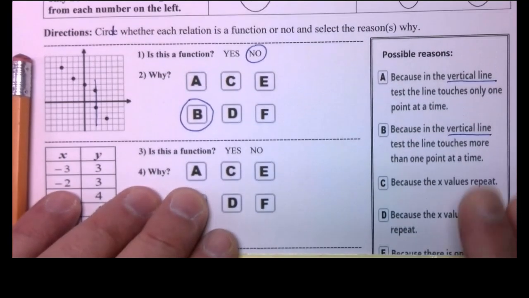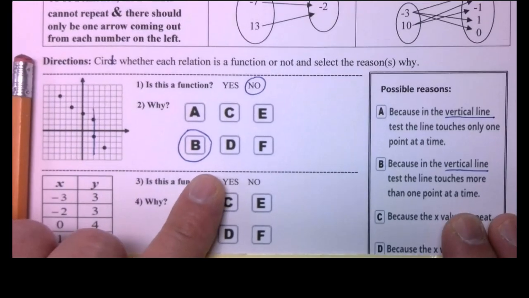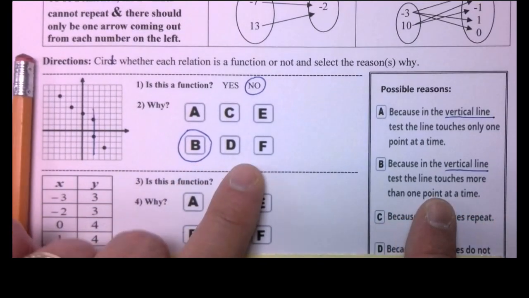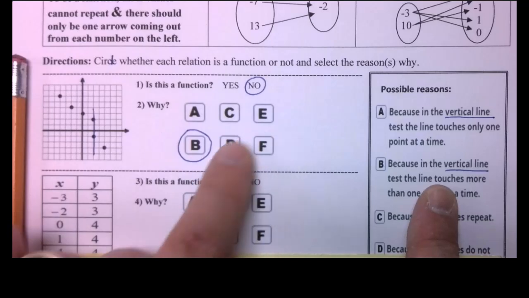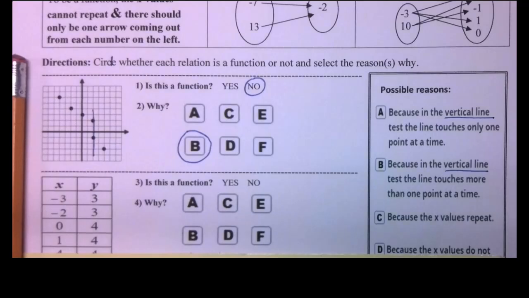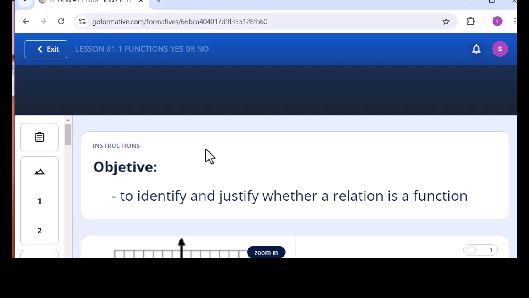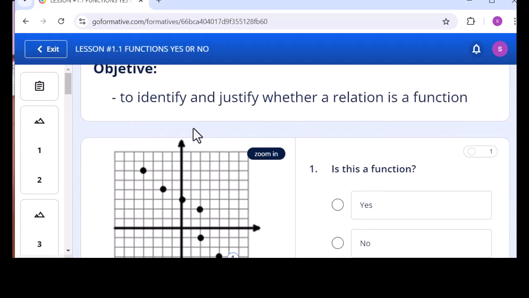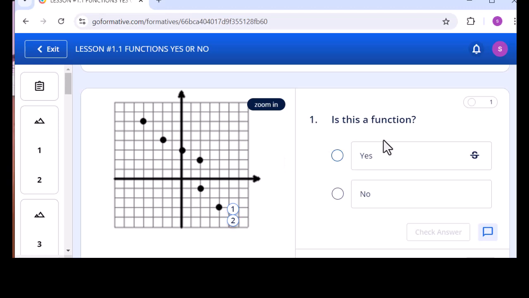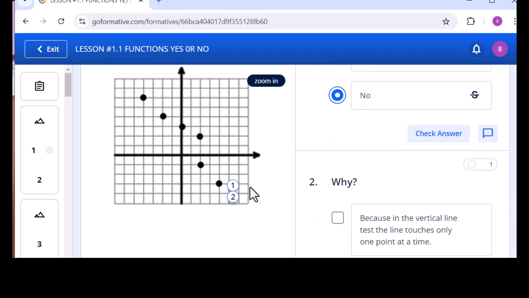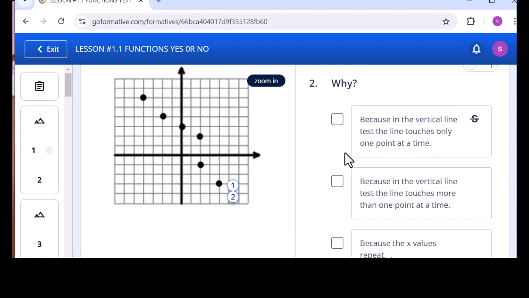Now, before we go on to the next problem, let me demonstrate what's going to happen on the Go Formative, because this is the paper version, which you're going to write on your paper, so you can have this to study when you're studying for a test. But on the Go Formative, let's take a look. When you turn on the Go Formative, this is what it's going to say, and basically the objective is to identify and justify whether a relation is a function, and then the question is, is this a function? And we decided that no, it's not a function. Okay, and then we have these reasons here.